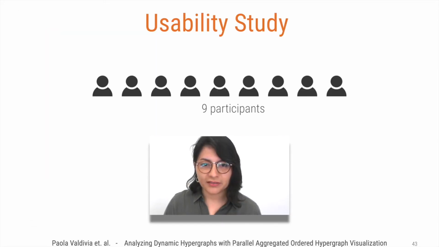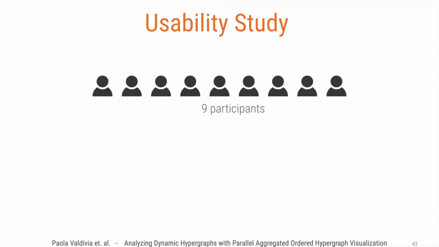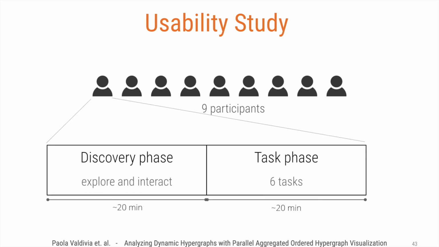To identify usability problems, gather feedback, and improve PAOHVis, we performed a usability study with 9 participants. It consisted of 2 phases, discovery and task phase, each one lasting around 20 minutes. During the discovery phase, participants received no training and were asked to describe what they were seeing, and then they were asked to freely interact with PAOHVis. After that, they performed 6 tasks and provided feedback and suggestions. After each participant, we fixed the usability issues.